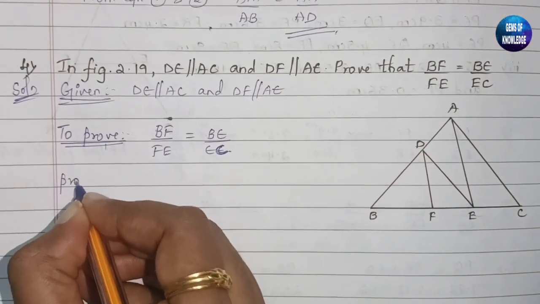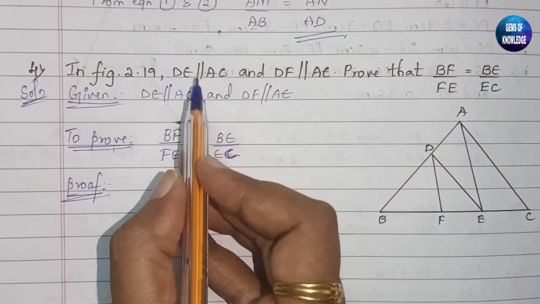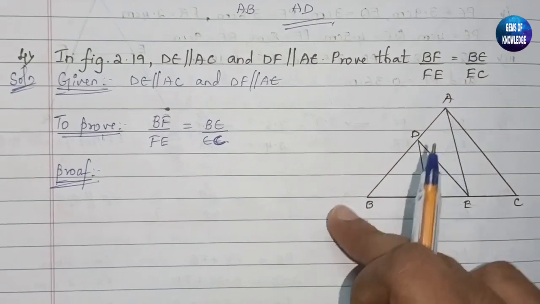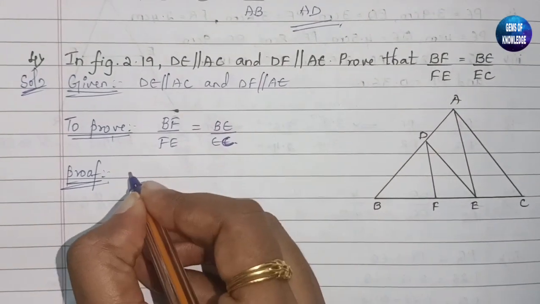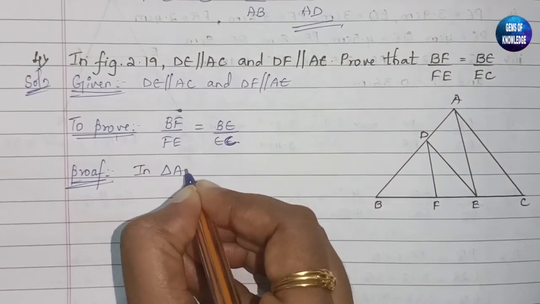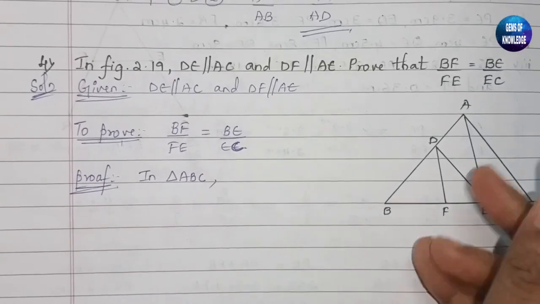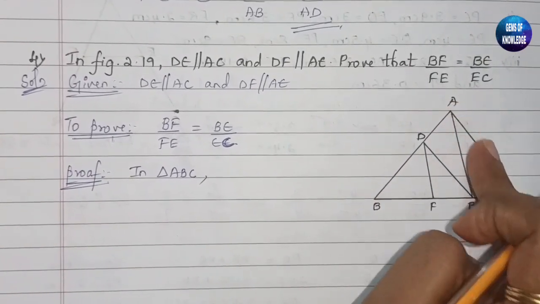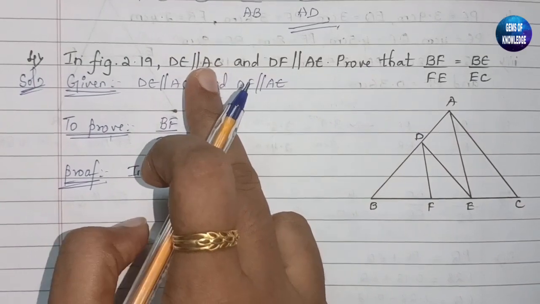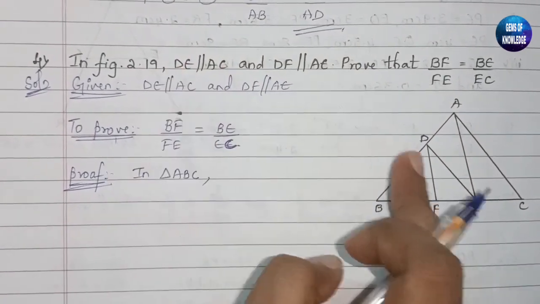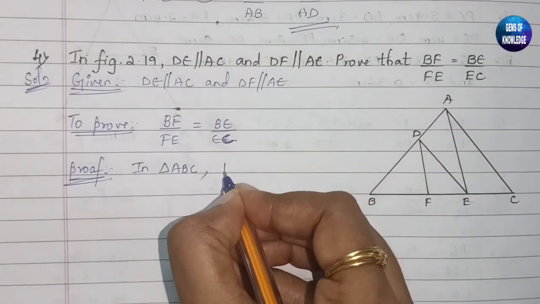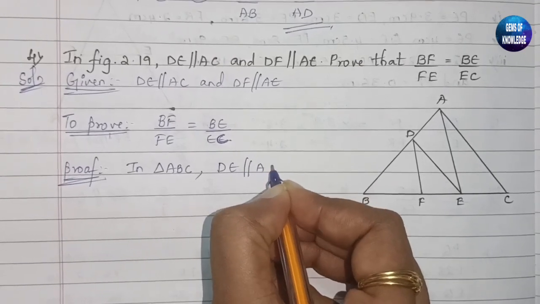So let us take the proof. We'll first consider this one. This triangle, the whole triangle, that is triangle ABC. In triangle ABC, we are having AC parallel to what? As you can see, this AC is parallel to this DE. So we'll take DE parallel to this AC.